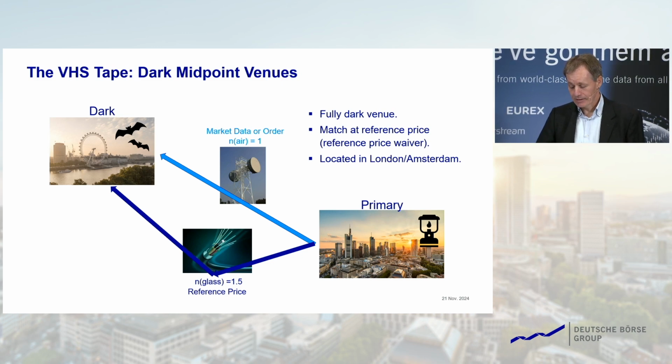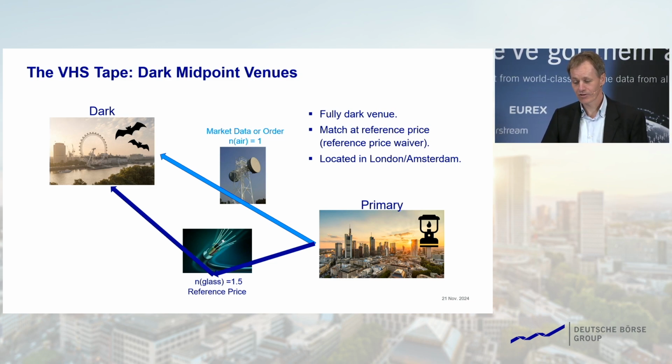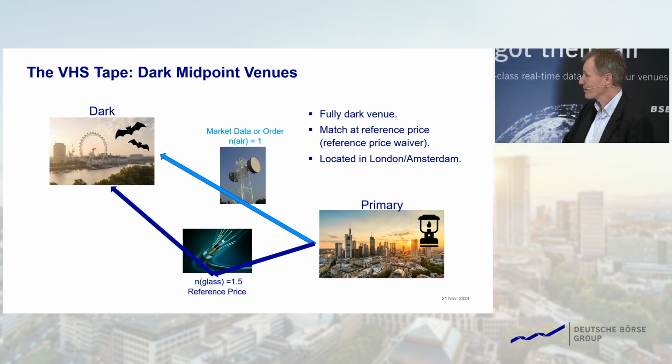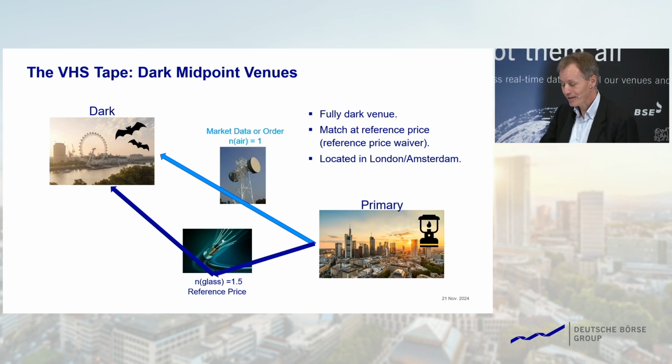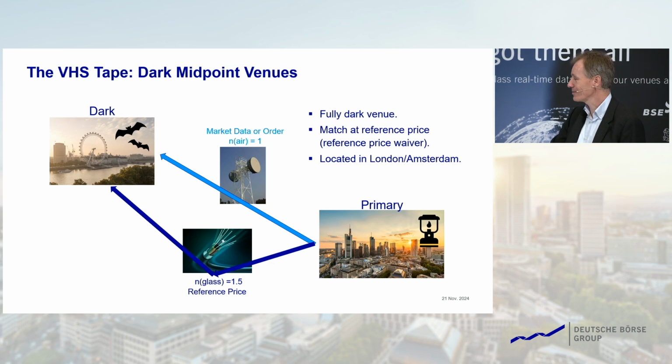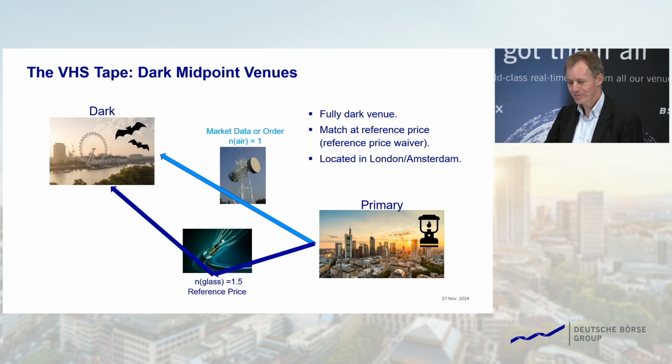And now the fatal flaw is that the speed of light in silica is much slower than in air. So what happens? The dark pool needs the current reference price, and the dark pools have some fiber optic line, a feed from the primary, to adjust their mid and the price of the orders. And all it takes is one participant with a microwave dish who sends his orders or the market data through air, and then he can gain a speed advantage.